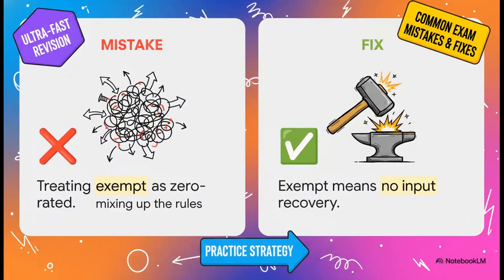Okay, if you're taking the UK tax paper, do not ever mix these two up. The mistake is treating exempt VAT supplies as if they're zero-rated. They are totally different beasts. The fix is knowing that zero-rated means the tax rate is 0%, but you can still recover your input VAT on purchases. Exempt, on the other hand, means there is absolutely no input VAT recovery allowed. Hit that distinction like a hammer in your mind so you never, ever mix up input recovery rules again.